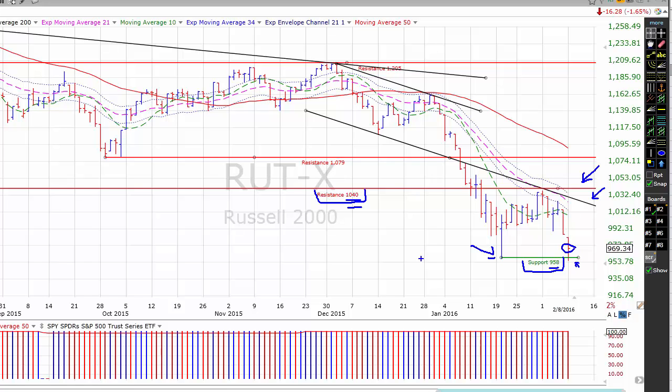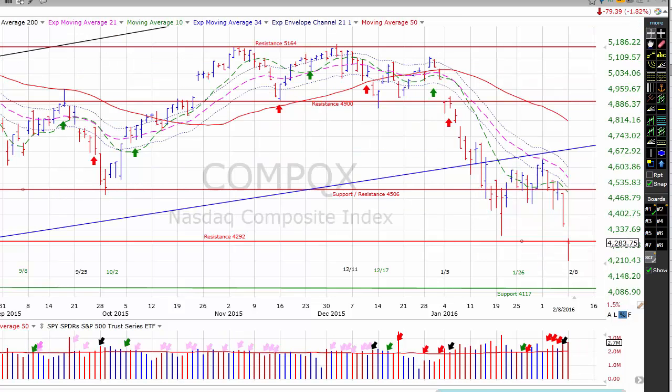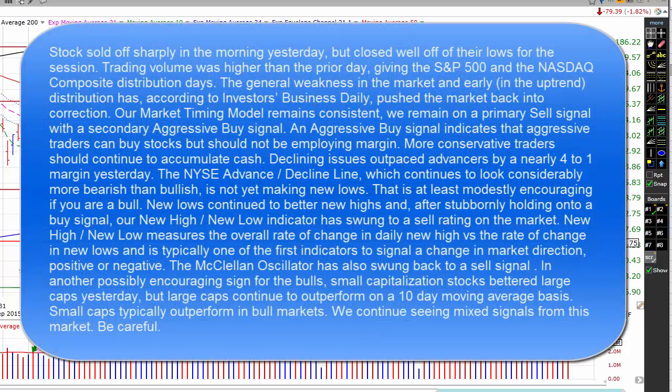Let's take a look at the Nasdaq Composite. But before we do that, the M in the CANSLIM acronym stands for market, and to my way of thinking, this is the most important element. So let's take a quick look at the market here. Stocks sold off sharply in the morning yesterday, but closed well off their lows for the session. Trading volume was higher than the prior session, giving the S&P 500 and the Nasdaq Composite distribution days.